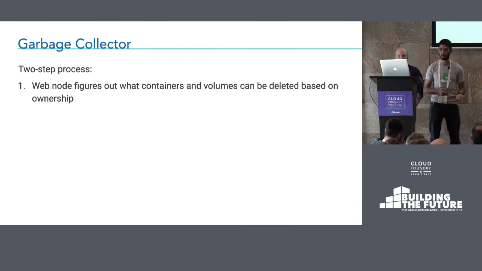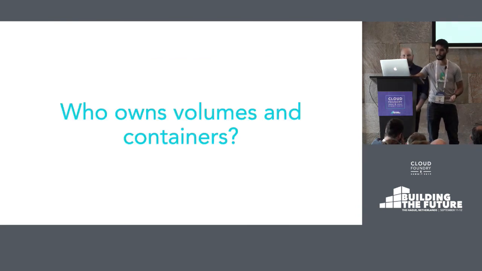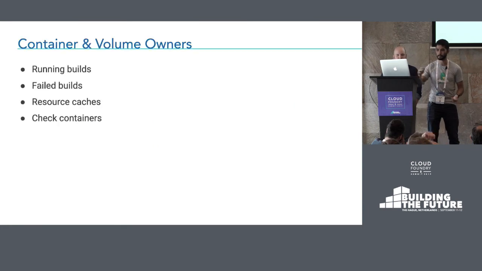So every container and volume has owners. And who are these owners? Who can own a container and volume? So ownership can come from running builds, failed jobs, resource caches, and check containers. Those are essentially the main sources of ownership for containers and volumes.